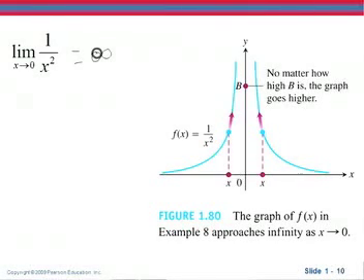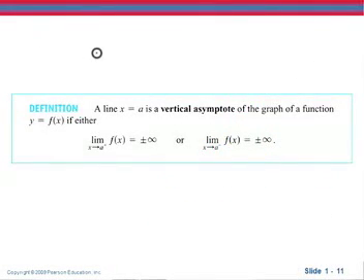Remember that we call those lines that our graph approaches vertical asymptotes. Now let's define a vertical asymptote. A line x equals a is a vertical asymptote of the graph of a function y equals f of x if either the limit as x approaches a from the left or the right is either positive or negative infinity.